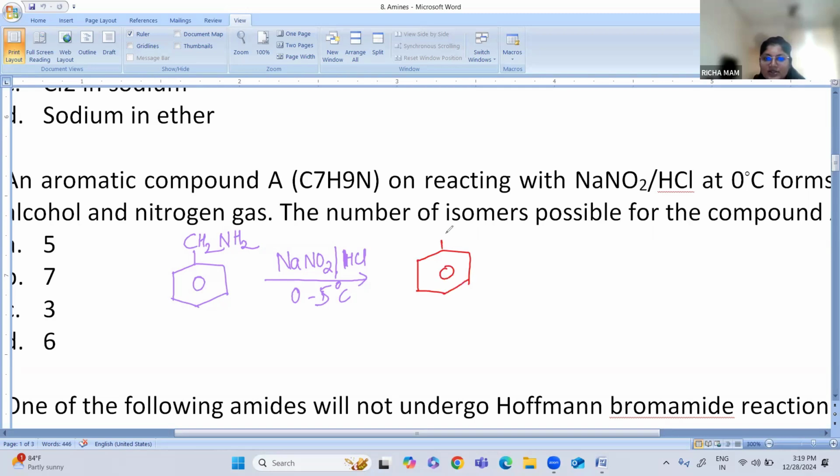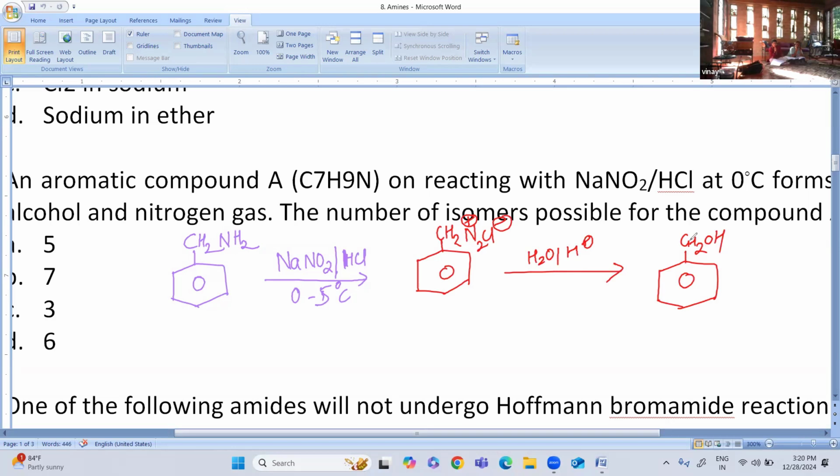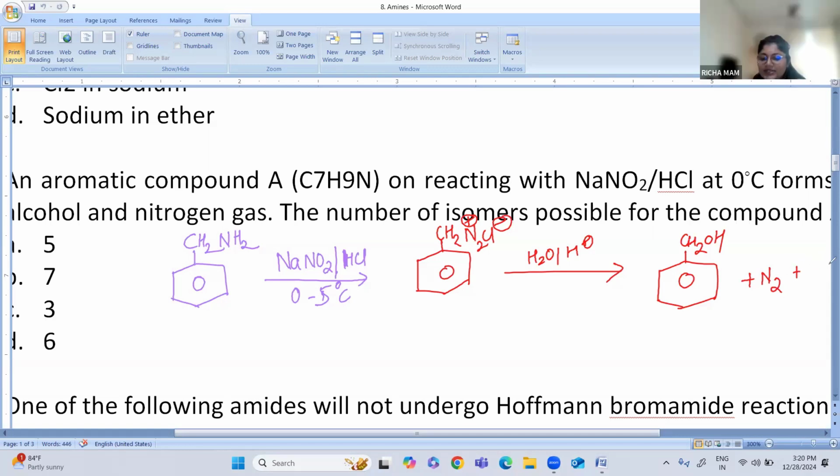So what will be the diazotization product? It will be C6H5CH2N2+ Cl-. Further, hydrolysis will take place. What am I going to get now? C6H5CH2OH plus N2 gas, plus HCl. So what I have got is benzyl alcohol.